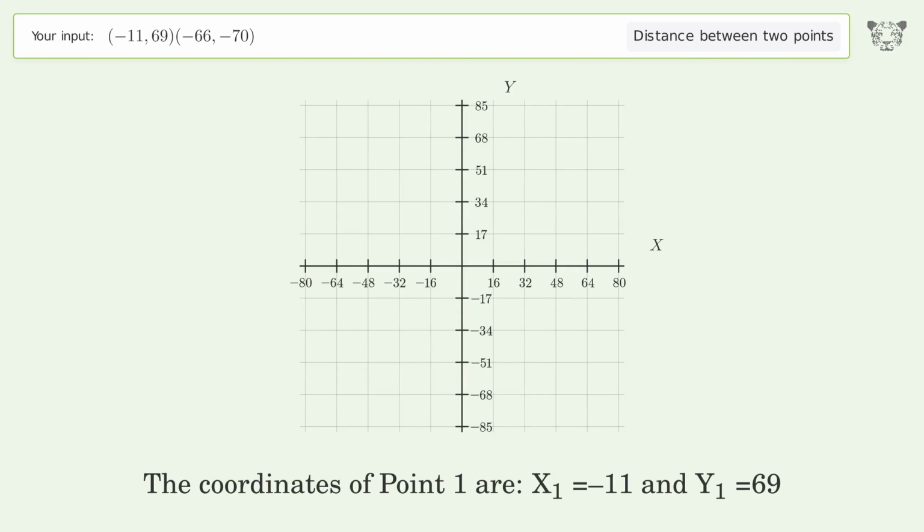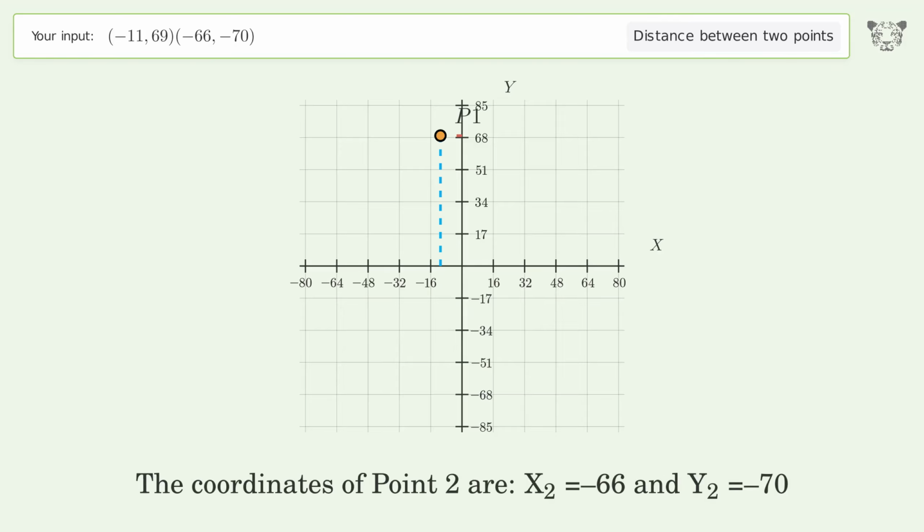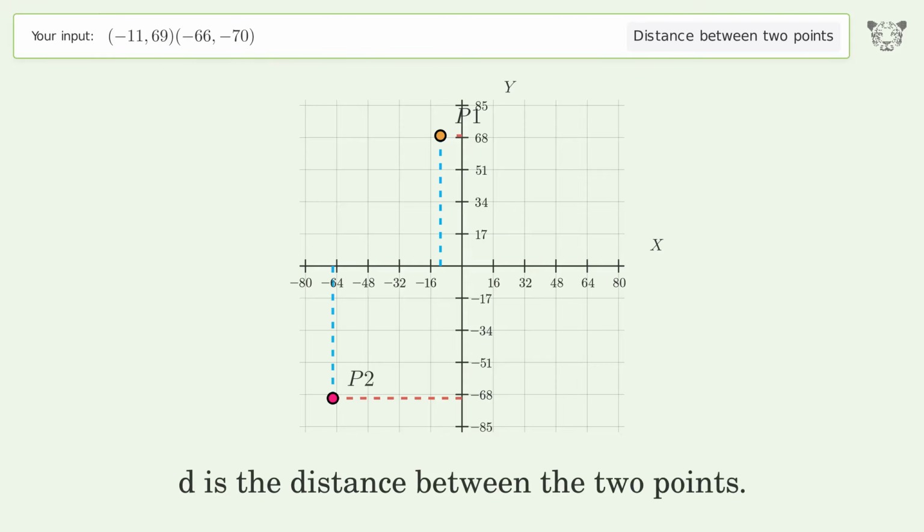The coordinates of point 1 are x1 equals -11 and y1 equals 69. The coordinates of point 2 are x2 equals -66 and y2 equals -70. D is the distance between the 2 points.